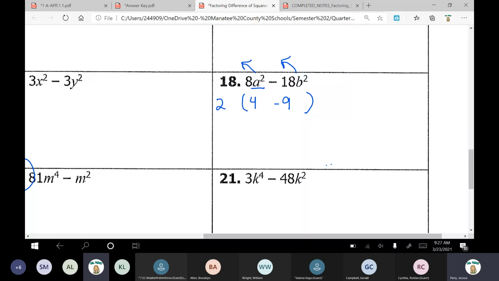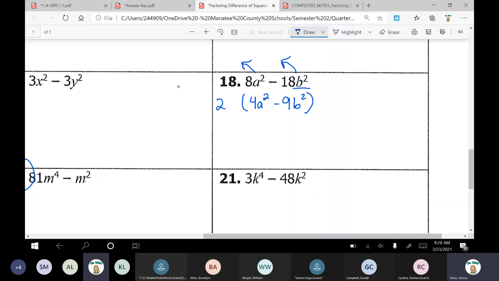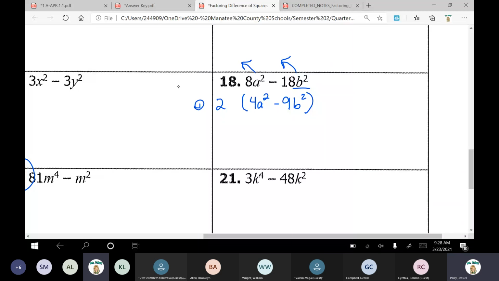This is from before spring break. Remember, in order to take out a variable, it needs to be at every single term. That specific variable needs to be at every term. Currently, we only have an a at the first term, so I cannot take it out. You guys are right, so I'm going to rewrite a squared. And then same thing with this b squared. I cannot take it out, so I'm just going to rewrite b squared. Okay, so there is my first step, the GCF.